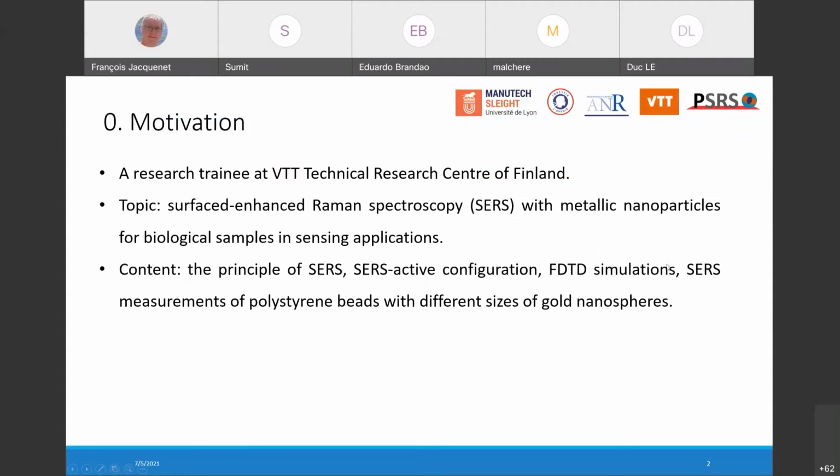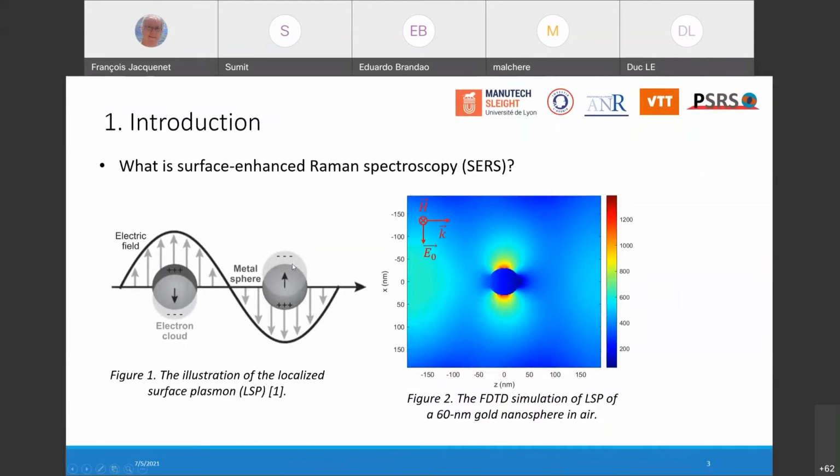So in this presentation, I will present the principle of the SERS active configuration with FDTD simulation, and SERS measurement with polystyrene with different sizes of gold nanoparticles, in order to find the optimized diameters of the gold nanospheres for the best SERS enhancement. So first, what is surface enhanced Raman spectroscopy?